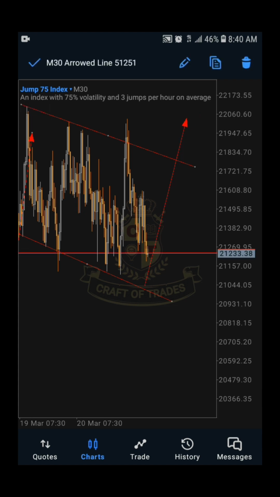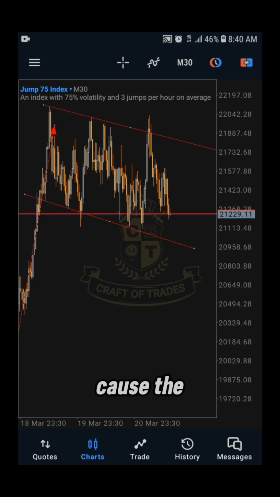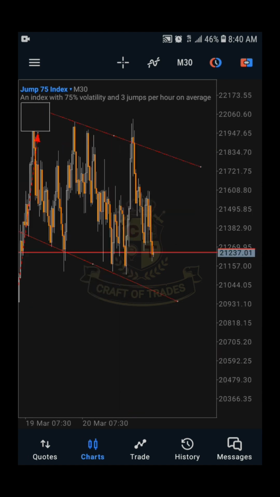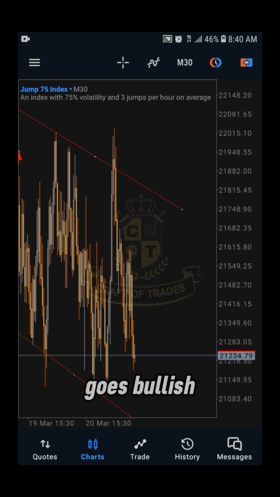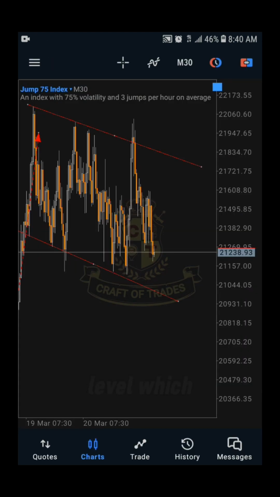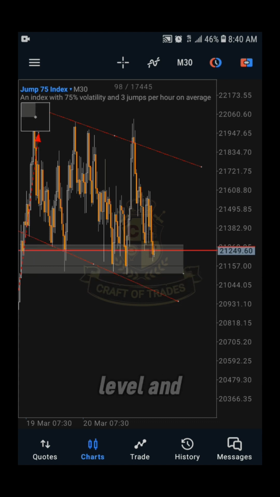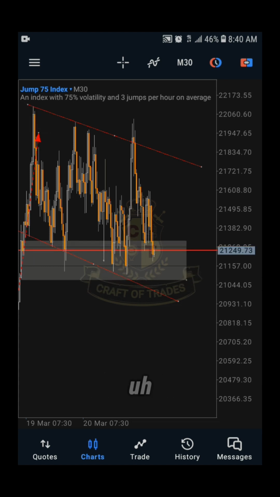So what are we looking for right now? We're looking for buys, because the bearish flag always goes bullish. This is a bullish flag. It's a bearish flag, but it goes bullish. So now we're marking our support level, which is over here. This is our support level.